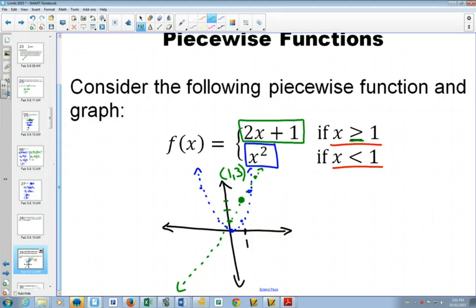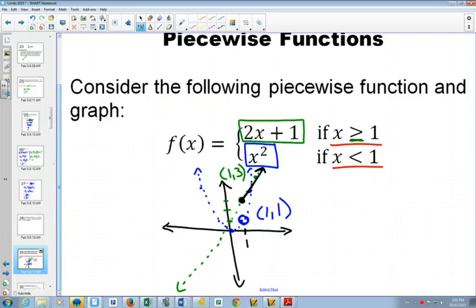On my blue graph, when I plug in 1, I get 1 comma 1. I'm going to label that one with an open circle because there's no equal sign with the x squared graph. And now I'm going to draw my final graph. I need to choose the green graph when x is bigger than 1. So that's going to be this part of the green graph, including that solid point.